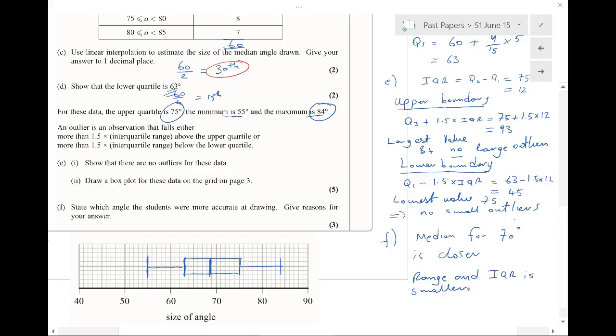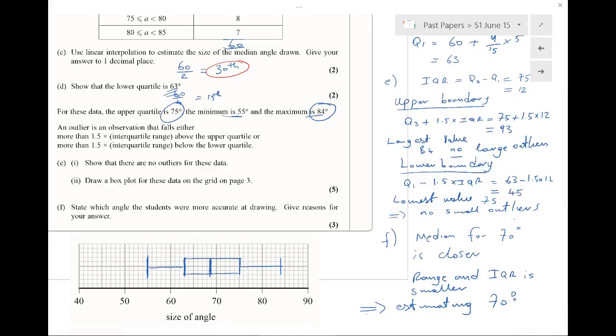Now, when both of those are the case, we'd have a bit more of an issue if the range for one of them, suppose if the range for this one was actually a lot more, we might say that 20 degrees was better because, you know, it's no good them being all spread out. But here, because the median is closer and the range is smaller, clearly they're better at estimating 70 degrees. Okay, well, a bit fiddly, but not too bad.